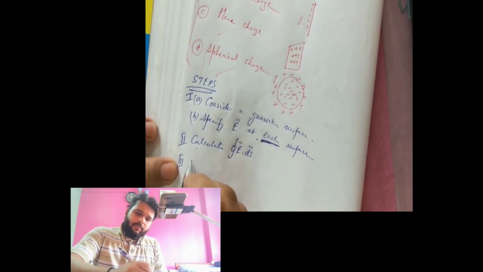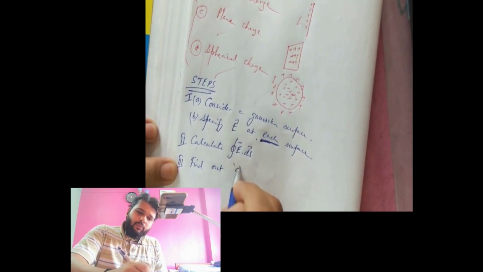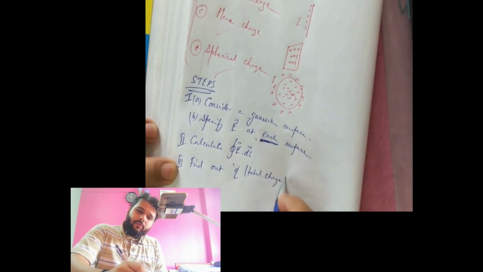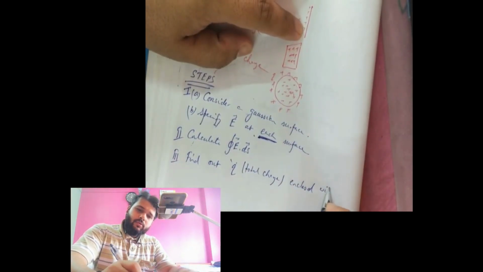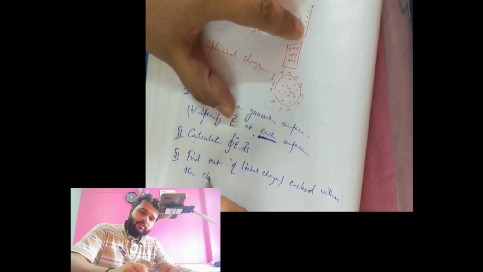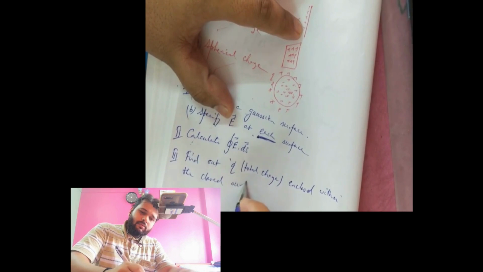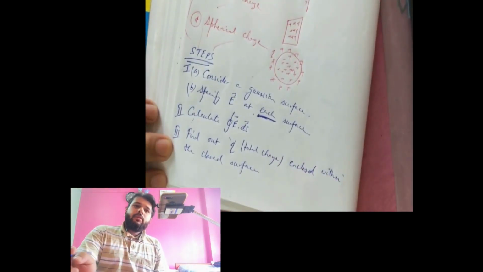In the third step, find out Q. Q means the total charge. Find out the total charge enclosed within the closed surface.